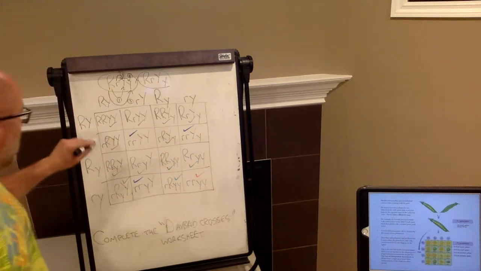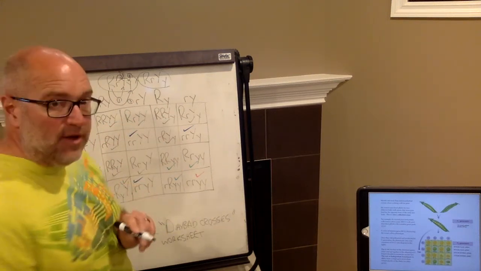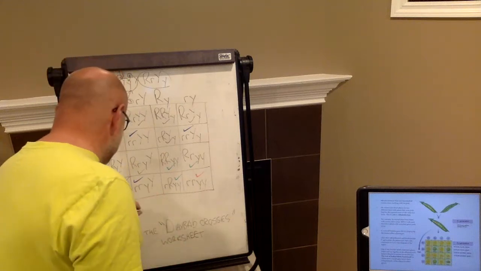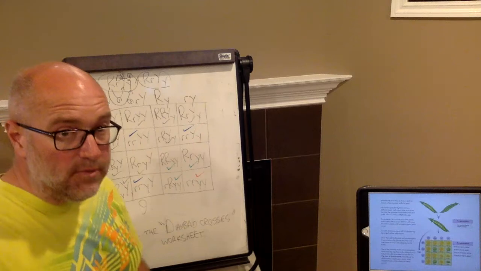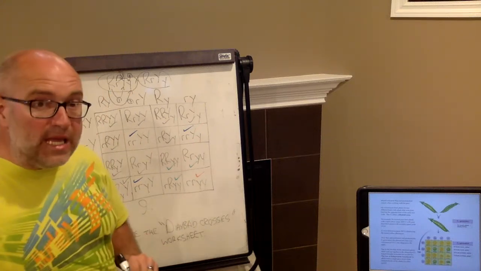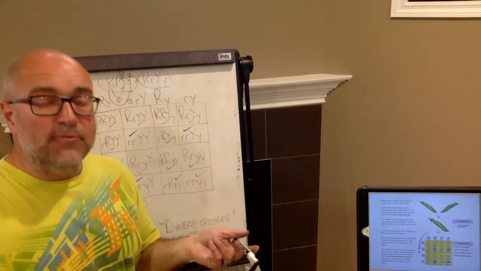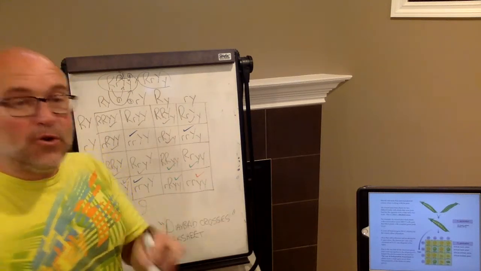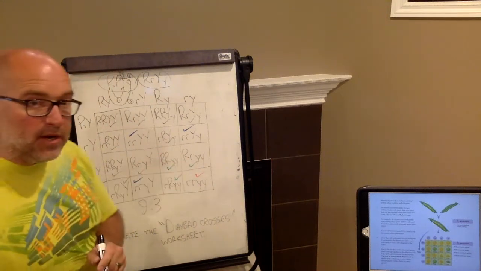In this case, I've got 1, 2, 3, 4, 5, 6, 7, 8, 9 of them that are dominant for both traits. So there's going to be 9 that are going to be round and yellow. I'm going to have 3 that are going to be dominant for round, but recessive for the color. So I'm going to have 3 that are round green. Those are going to be my green check marks here.